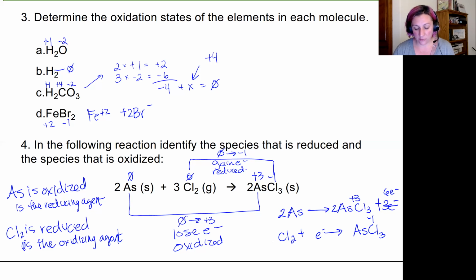And here we have 3 chlorine molecules going to 2 arsenic chlorides. And so the number of electrons that are going to transfer in this, going from 6 chlorines at 0 to 6 chlorines at -1, would be 6 electrons. And those would be my half reactions. On the top, I have my oxidation half reaction, and on the bottom, I have my reduction half reaction.